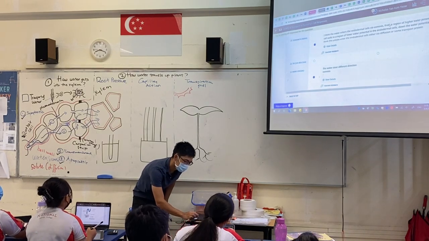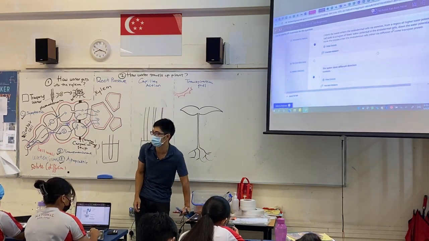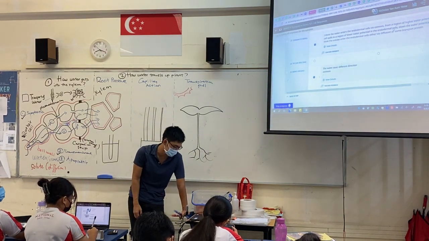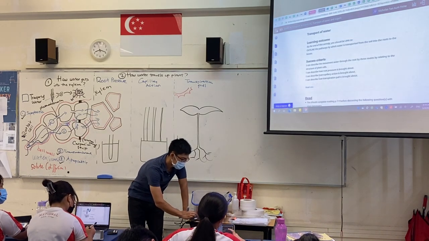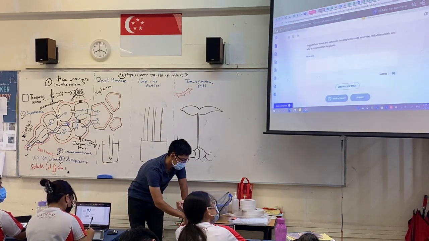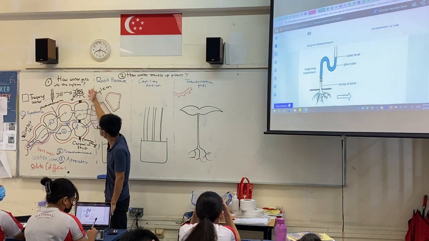Rafu over here talked about water potential. Yeah, at the end of the day, water is moving by osmosis because there's a difference in water potential. Okay, so that was a quick understanding of how water gets into the xylem.